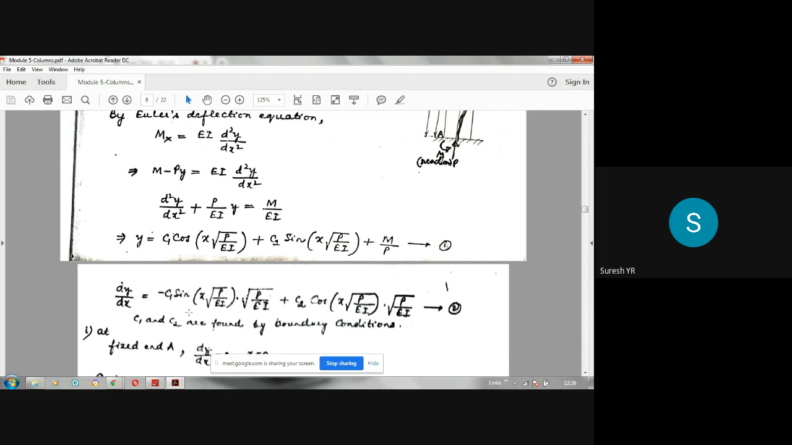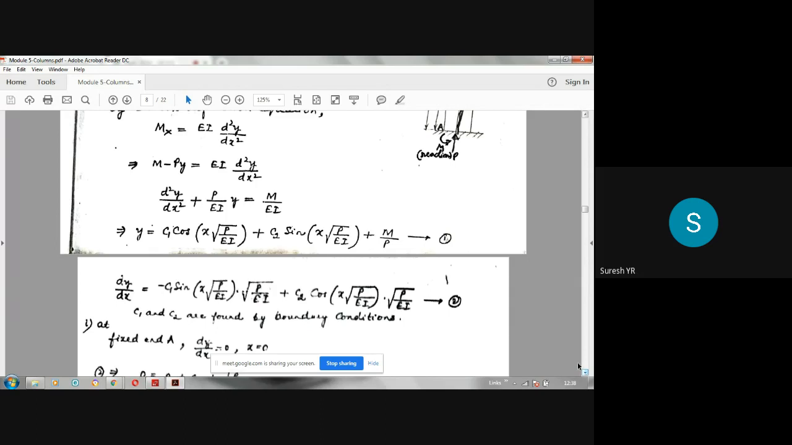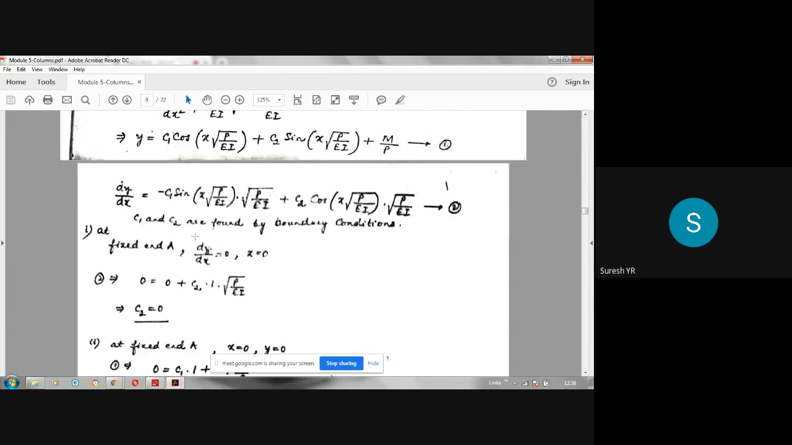So here, once again, C1 and C2 are evaluated using boundary conditions. What are the boundary conditions we are going to use here? At the end a, we know that x is equal to 0, y is equal to 0, as well as dy by dx is also 0, because it is a fixed condition. The only additional thing is there develops a moment here because of fixity. So at fixed end a, dy by dx is 0. So at x is equal to 0, dy by dx is 0. That is, slope is 0.